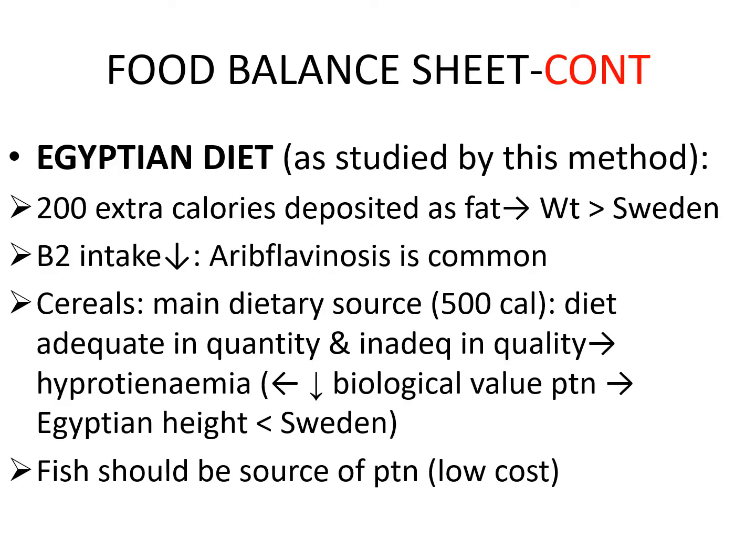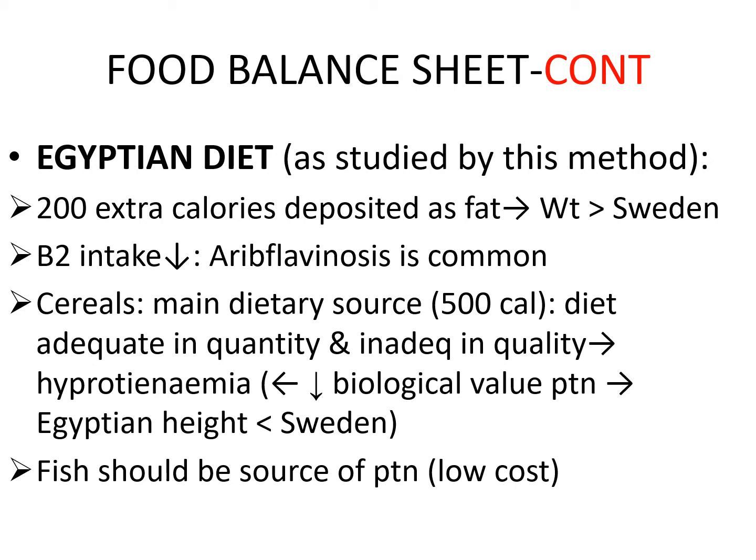Continued, food balance sheet. The Egyptian diet as studied by this method: 200 extra calories deposited as fat will lead to increased weight in Egypt more than in Sweden. Vitamin B2 intake is decreased, and riboflavinosis is common. Cereals are the main dietary source, 500 calories.